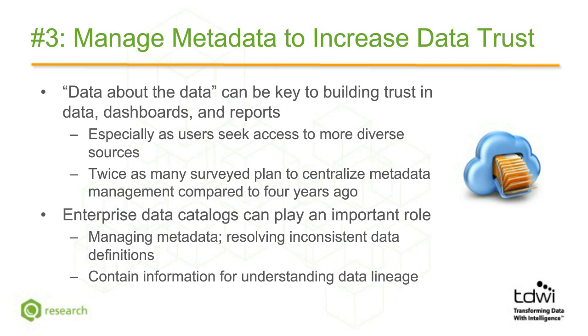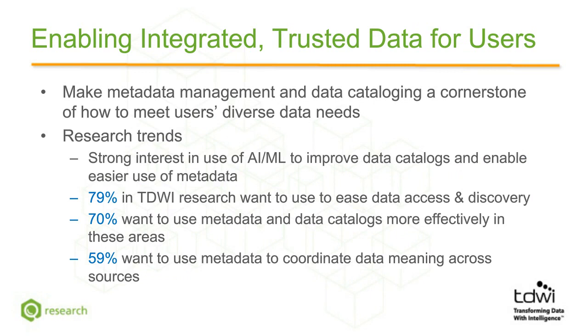Some of the things that are important: metadata management and data cataloging should be a cornerstone to how users meet these diverse data needs. As they're expanding out to different types of data, being able to use metadata resources effectively to, as I mentioned, solve those data definition conflicts and other issues that are conflicting about the data in the organization. And as I mentioned, there's strong interest in using AI for data catalogs and enabling easier use of metadata. So they're using AI to tackle the scale issues as we get to larger, more diverse and complicated data sets. And then also being able to use automation to help maintain and build that catalog.